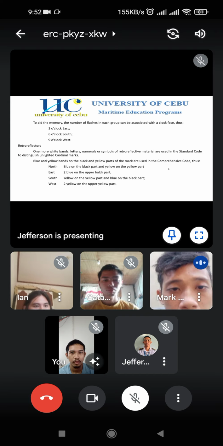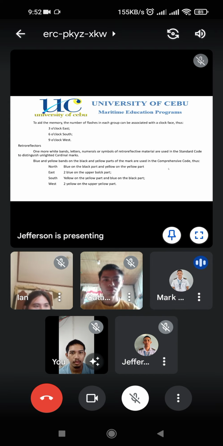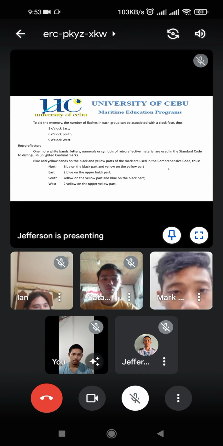To aid the memory, the number of flashes in each group can be associated with a clock face. Those are 3 o'clock in the east, 6 o'clock in the south, 9 o'clock in the west.